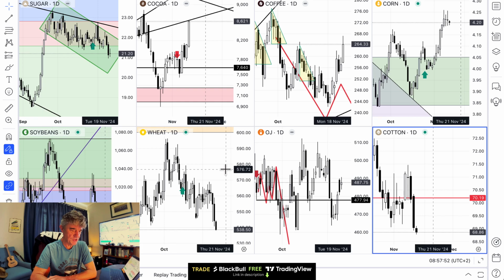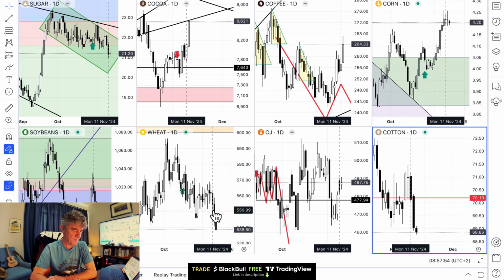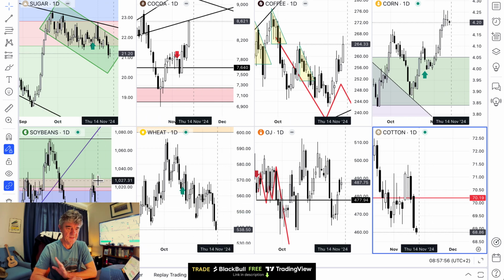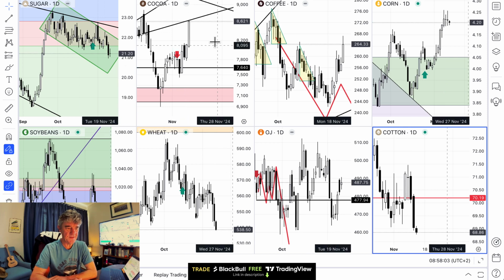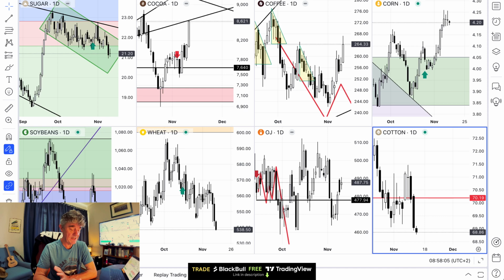We're short on orange juice, long on wheat, although that one's also dropped down, and long on soya. These have been incredibly boring for the last 6 months, really, and I think commodities generally need to pick up some strength at some time in the future, seemingly not quite yet.